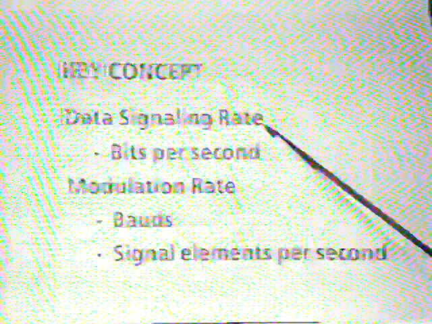To start out, we're going to look at digital data. To begin, I want to talk about one key concept, which is the data signaling rate and the modulation rate, and the difference between the two. Data signaling rate is expressed in bits per second. It's a very simple concept to understand.